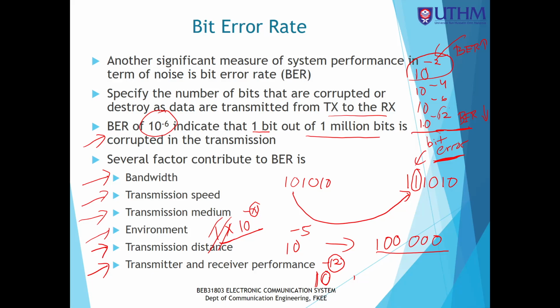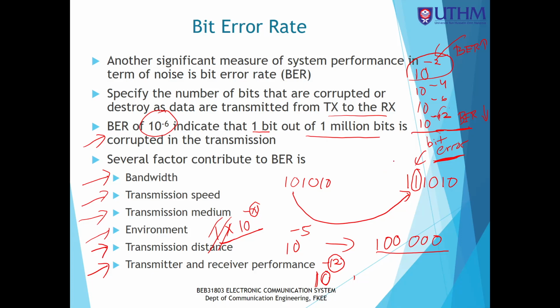Okay, because you see that one bit out of 10 power of 12 bits is corrupted. So bit error rate nya sebenarnya rendah. Okay, so ini adalah dari segi minus ini. I just want to show you that the bigger the minus here, that means the lower the bit error rate, which is better.